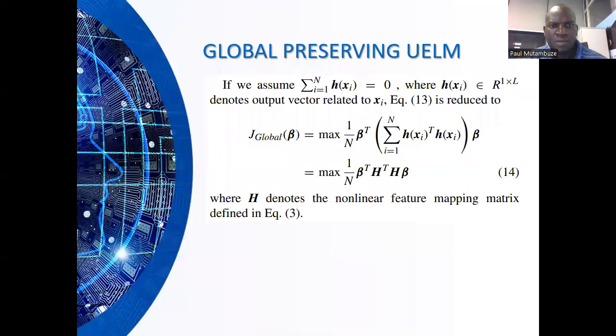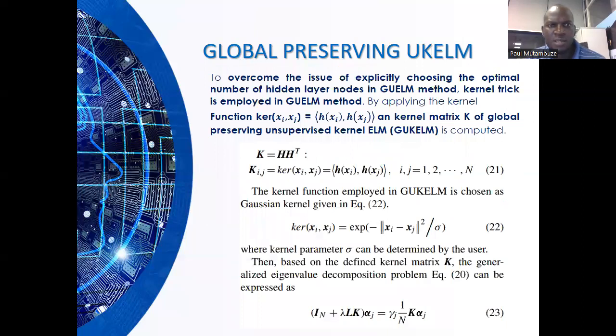Yes, so if we assume that h is tending to 0, where h(xi) denotes the output vector relative to xi, it is reduced to the global matrix. Remember, we said that global matrix B comes to this equation, where h denotes the nonlinear feature mapping matrix defined in equation 3 that we saw earlier.